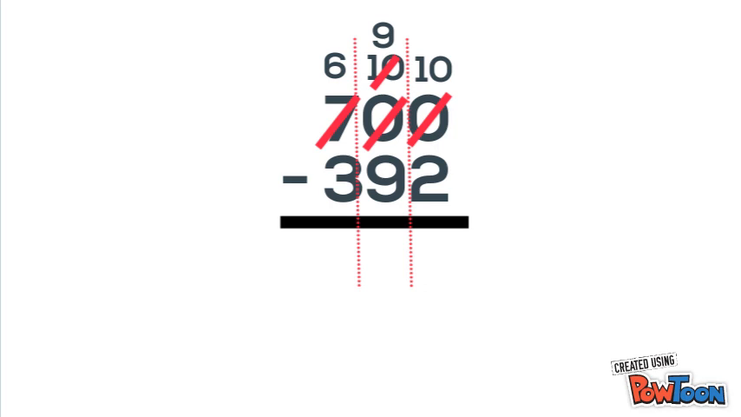Now we can subtract by place value. 10 minus 2 is 8, 9 minus 9 is 0, and 6 minus 3 is 3. So our answer is 308.